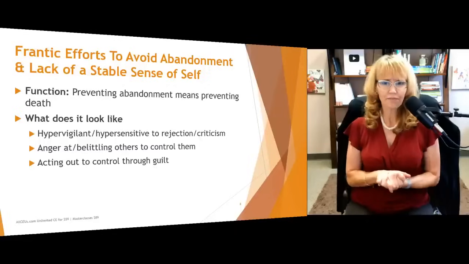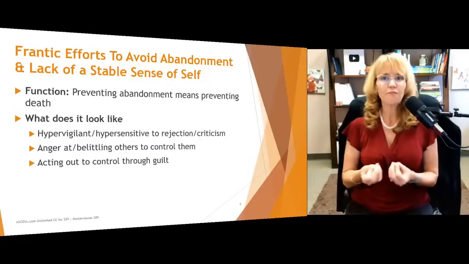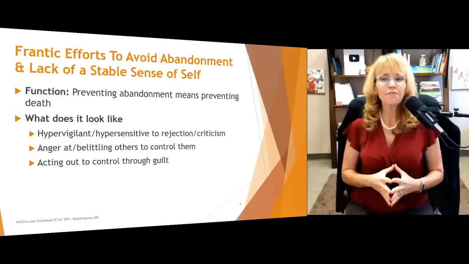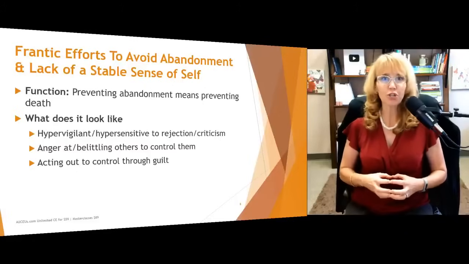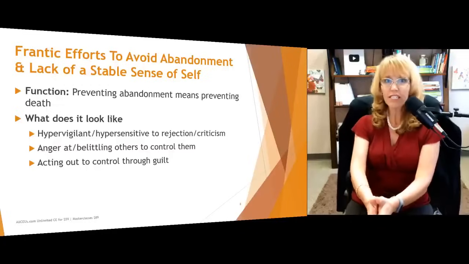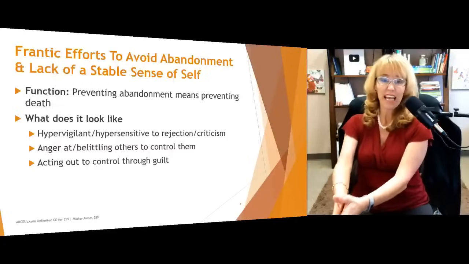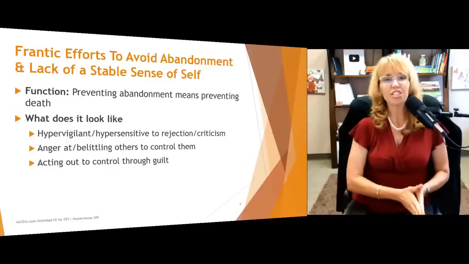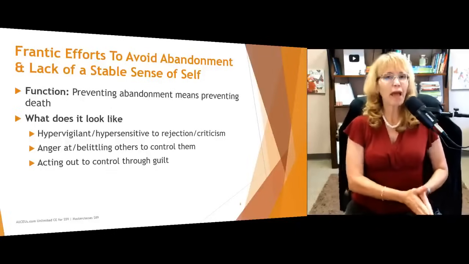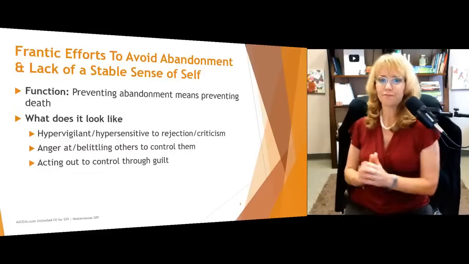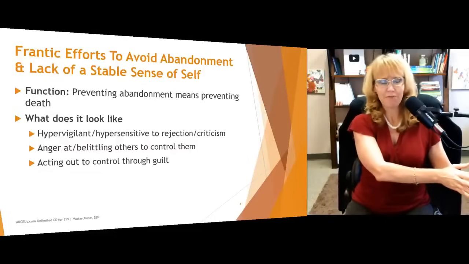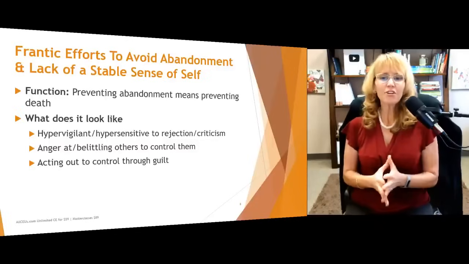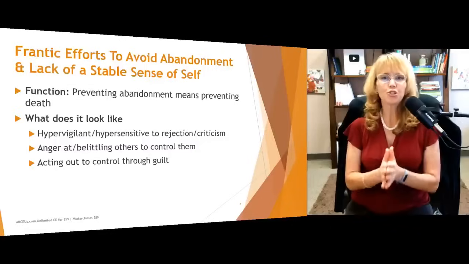What does it look like? Well, when they're trying to avoid abandonment and when they have a lack of a stable sense of self, they're often hypervigilant or hypersensitive to rejection or criticism, because rejection and criticism means the potential for abandonment. It means you hate me. And one of the things we're going to talk about is separating rejection of an idea or a behavior from the rejection of a person. But children don't make that differentiation.